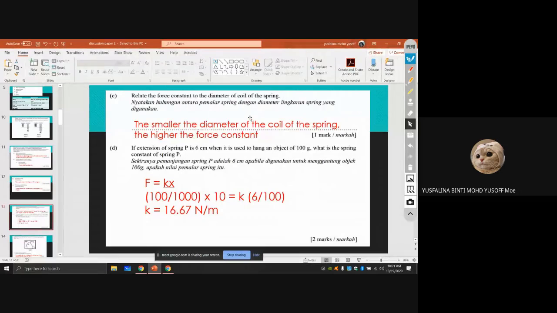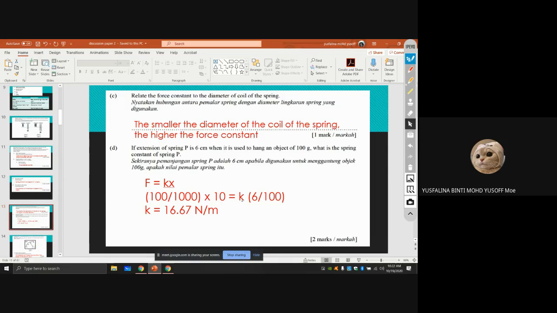Right, for D, so this is the calculation. The extension of spring P is 6 cm when it is used to hang an object of 100 gram. What is the spring constant of spring P? So this one we just use the formula F equals Kx. F is the force that is given to the spring. So we put the object here, 100 gram. You have to change this to kg first, right? And then you multiply by 10 to change it to Newton. So 100 divided by 1000 to change to kg, and then multiply by 10 to change it to Newton.